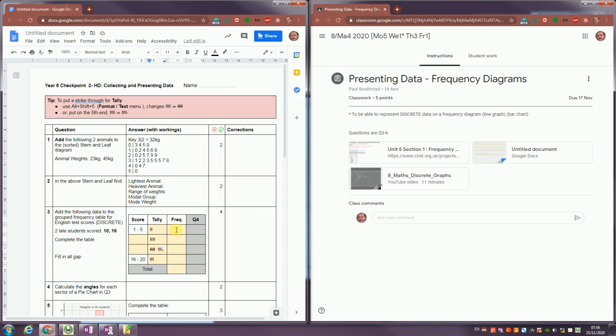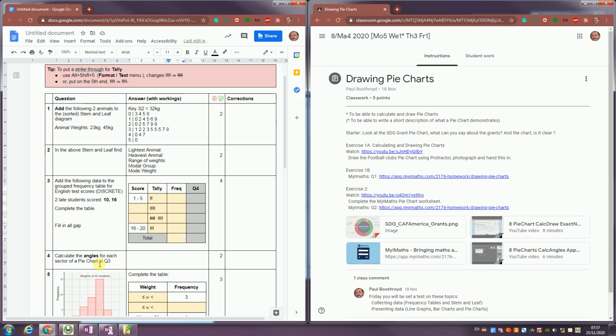The last part is the frequency. Now frequency is how many people got the score. So as this table stands, scores 1 to 5, I've got 2 people. Scores 16 to 20, I've got 3 people. Down here, whatever group this is, currently has 4 people in it. So you fill in the frequency and how many people there are in total. That's filling out that frequency table.